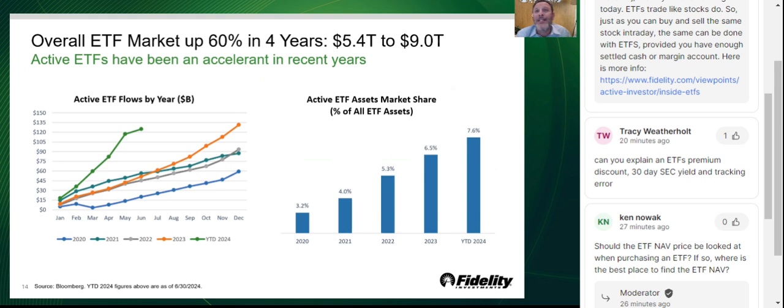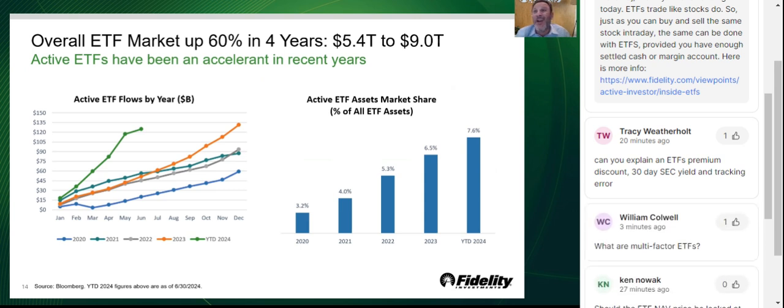The right side just shows you how active ETFs are growing inside the ETF market itself is growing, right? So look at the headline on this slide. The overall ETF market has grown 60% in 4 years, from 5.4 to 9 trillion. And yet, despite that overall industry growth, active ETFs have still managed to more than double from 3.2% of industry assets to 7.6. So clearly, active ETFs are a growing segment of a growing ETF industry. And I think it's largely because of how many well-known, well-established active managers have started to enter the market. Again, Fidelity included, but there are a number of others as well.